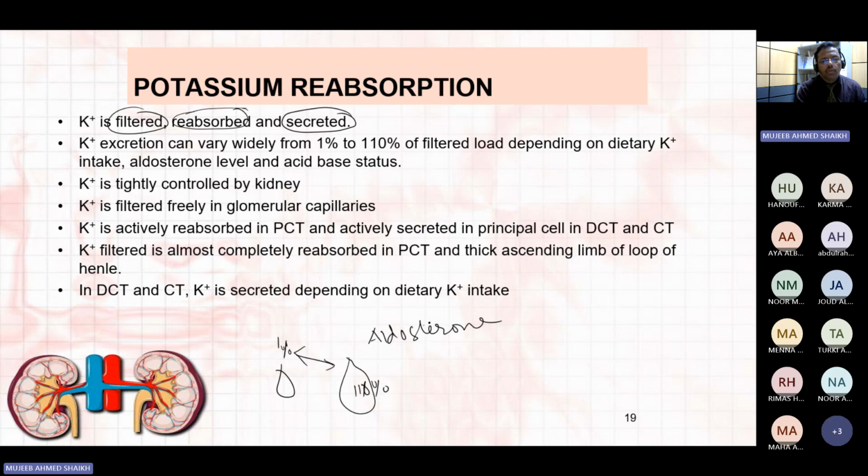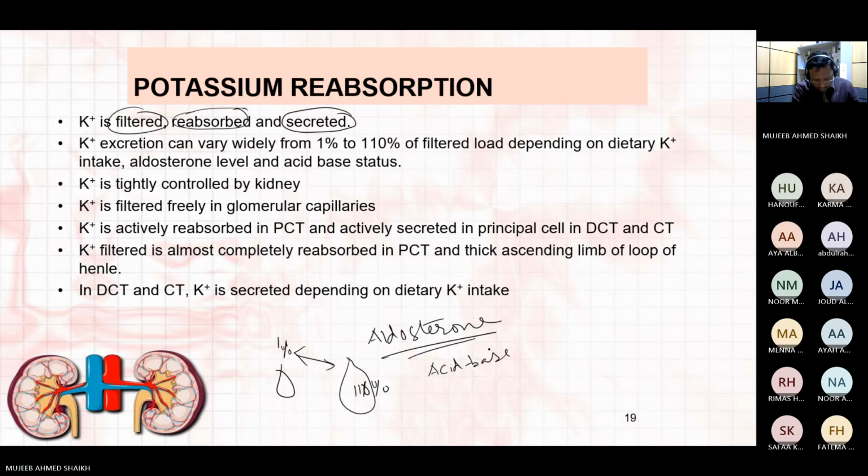Aldosterone is the hormone responsible for regulating the level of potassium or excretion of potassium. Also, it depends upon the acid-base status of the body. Either the body is in an acidic state or a basic state. In that condition also, potassium excretion will be changed. It is tightly controlled by the kidney.